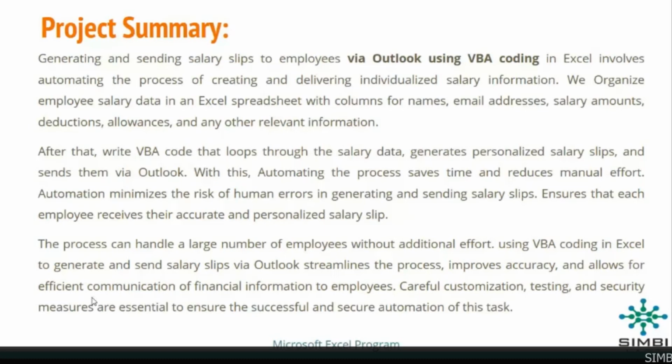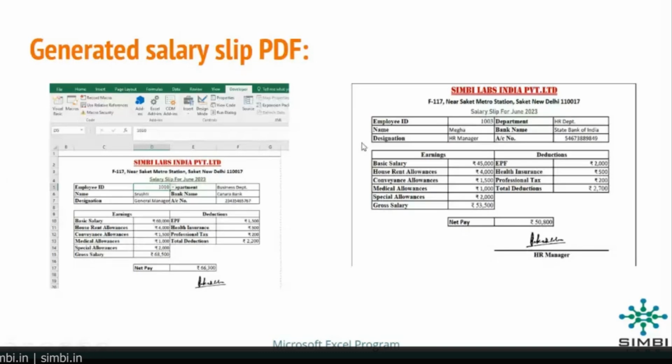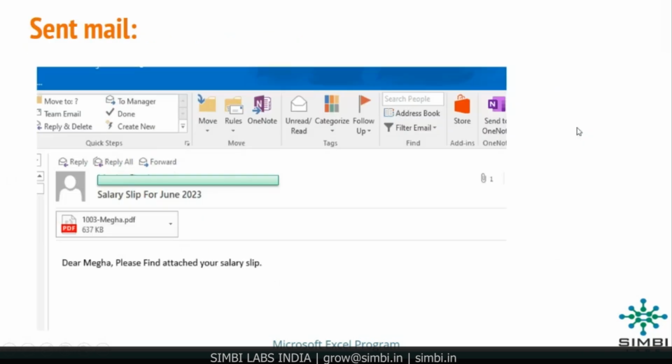Next, automation minimizes the risk of human error in generating and sending salary slips. Ensure that each employee receives their accurate and personalized salary slip. Alright. So, the generated salary slip PDF. This is our Excel salary slip, and here is the conversion to PDF, the salary slip PDF. All right. Next is our sent mail, that we have sent through our VBA code via Outlook. All right. So this is our PPT, with brief information regarding our project.